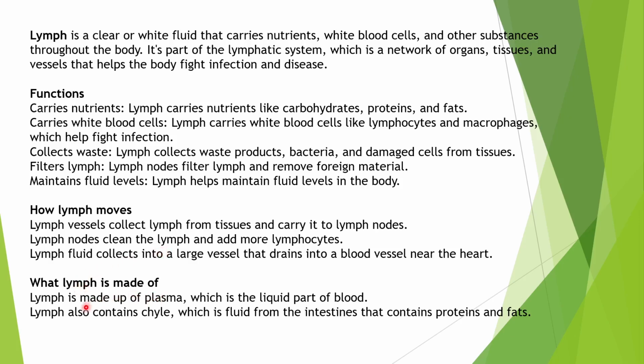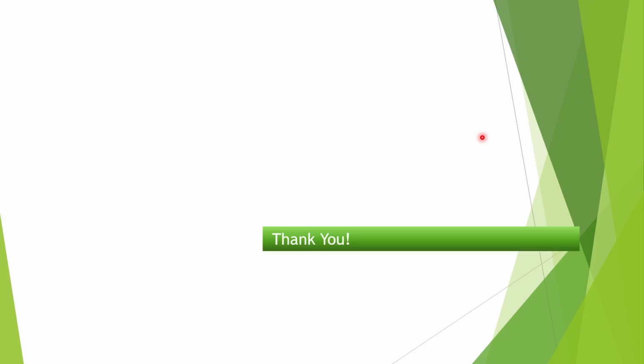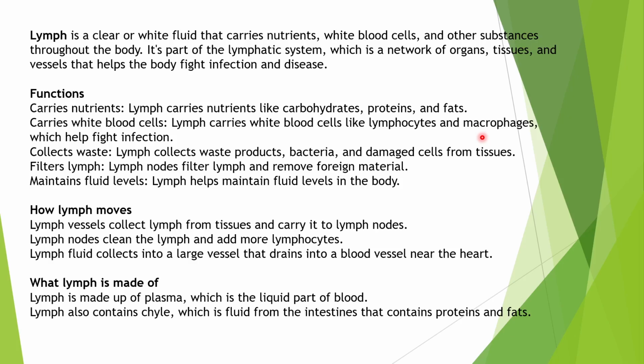What is lymph made of? Lymph is majorly plasma, which is the liquid part of the blood. Lymph also contains chyle, which is fluid from the intestine, and it contains proteins and fats. Like we already know, it contains proteins, carbohydrates, and fats. So this is your lymph, which is the fluid that runs through your lymphatic system. I hope it is clear.